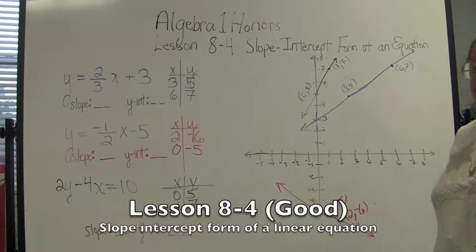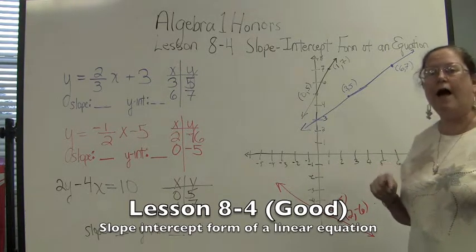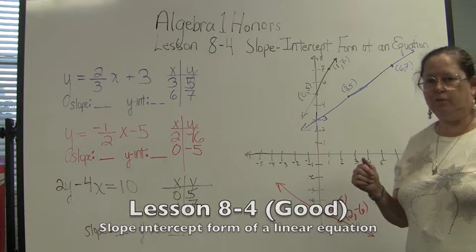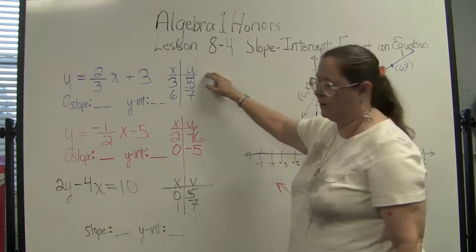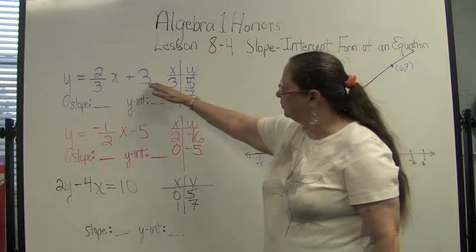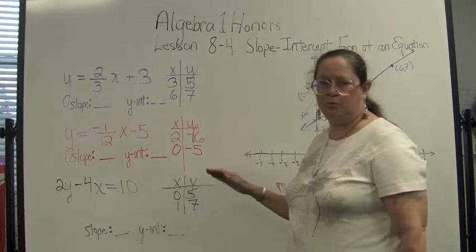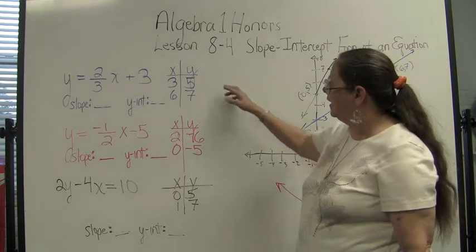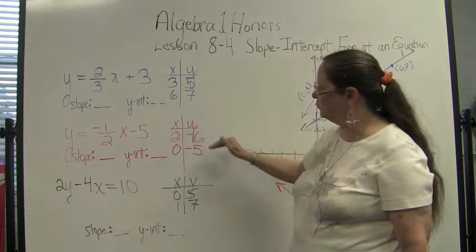This is lesson 8-4, slope-intercept form of a linear equation. Now, you already know how to graph a line. We did that in a previous lesson. So to save a little bit of time, I have already drawn my little T-chart here. We have three different lines here: the blue line, the red line, and the black line. Sounds like the subways in London. Okay? They're all color-coded. And I found already two ordered pairs for each line.